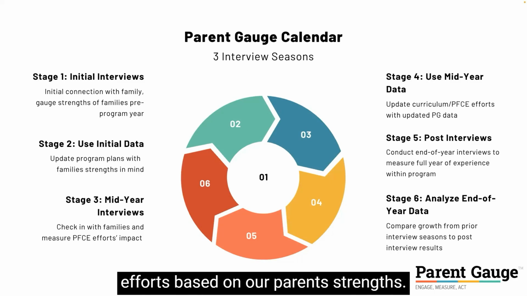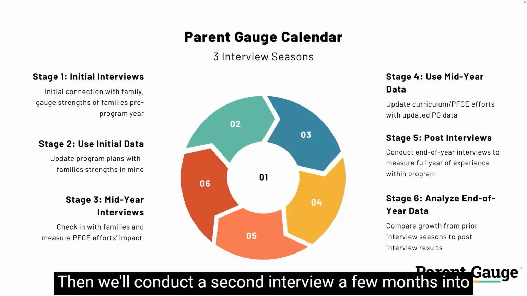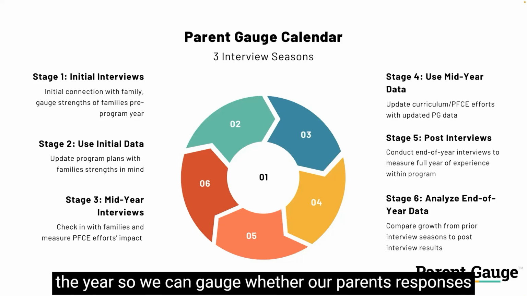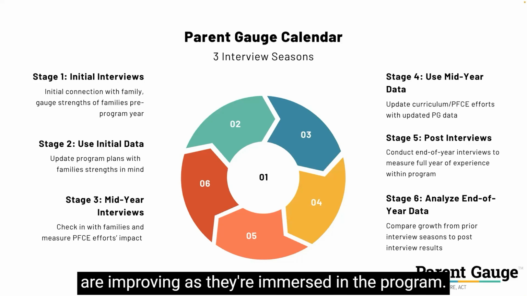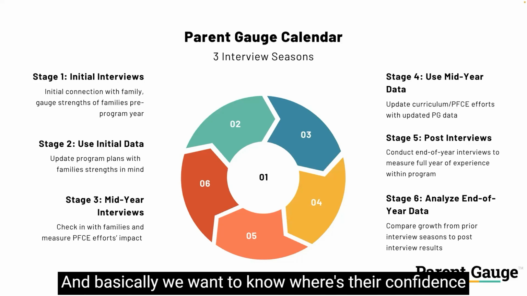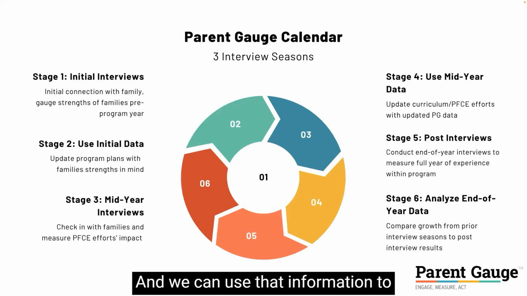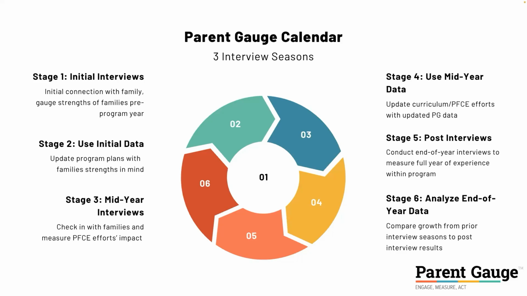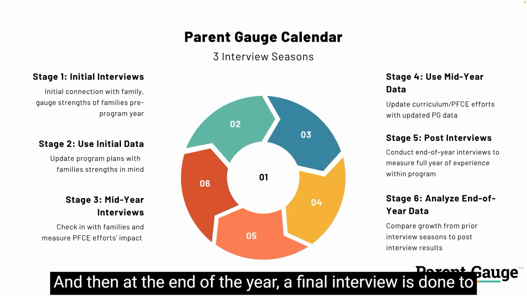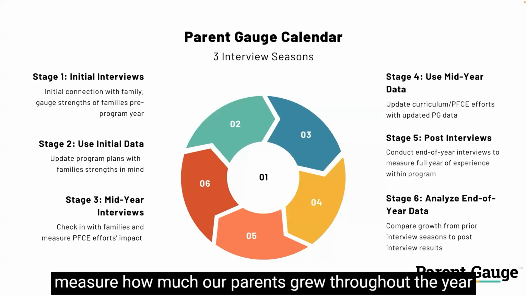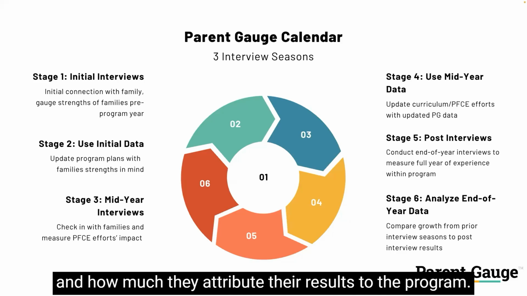our parents' strengths. Then we'll conduct a second interview a few months into the year so we can gauge whether our parents' responses are improving as they're immersed in the program. And basically, we want to know where's their confidence levels now that they have a couple of months with us. And we can use that information to shape the rest of the school year. And then at the end of the year, a final interview is done to measure how much our parents grew throughout the year and how much they attribute their results to the program.